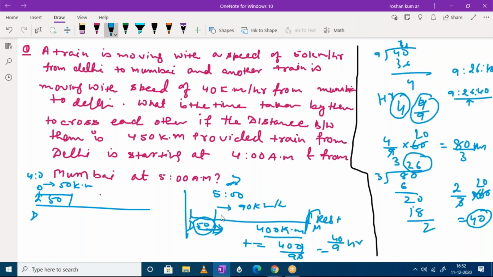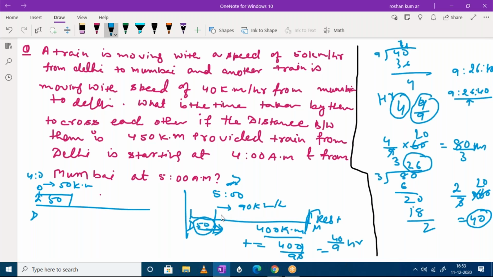Now after this, it's just about converting the hours into minutes and minutes into seconds. Whenever you get a fraction, at that point you just multiply by 60 and you get the next quantity. So while doing that calculation, we have got 4 hours, 26 minutes and 40 seconds.